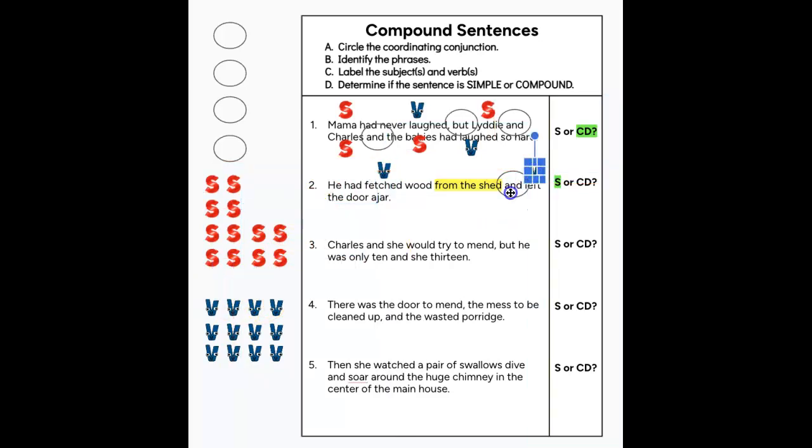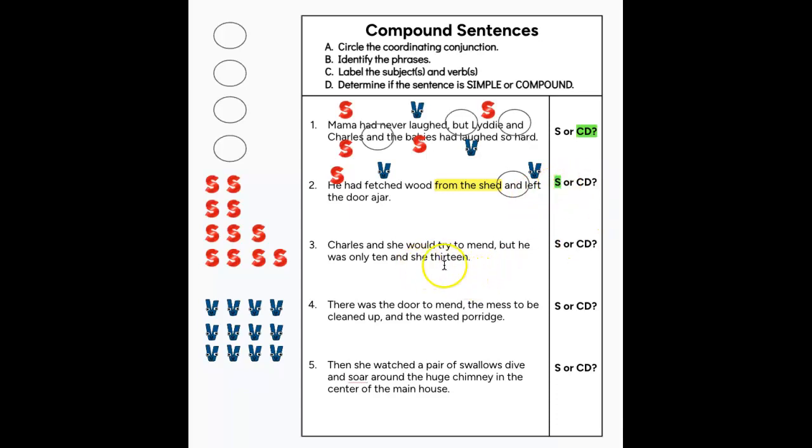That tells me that this conjunction is joining together two verbs. So now to find the subject, I'm going to ask, who fetched and left the door ajar? Well, that would be he. He had fetched and left the door ajar. All right, and that one's done because I figured out that it was simple.